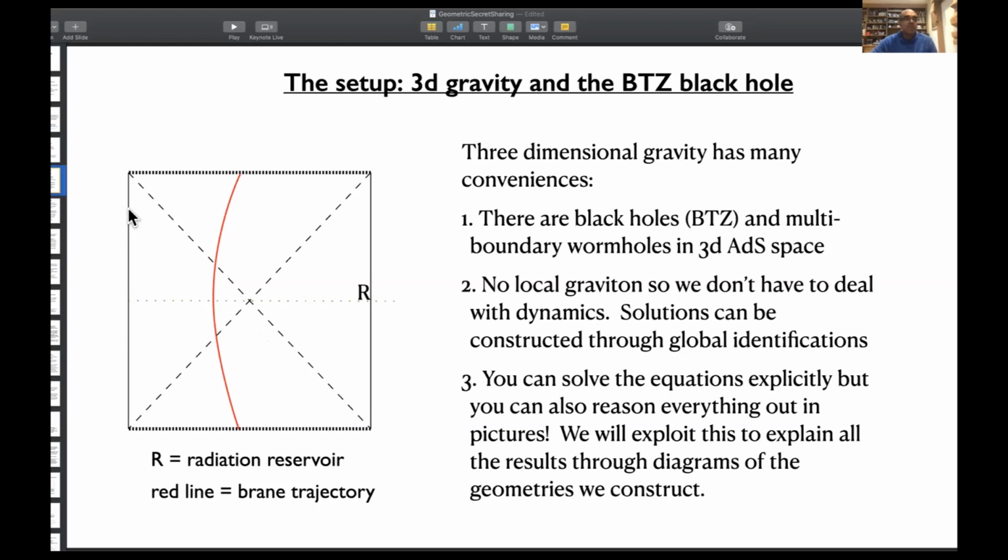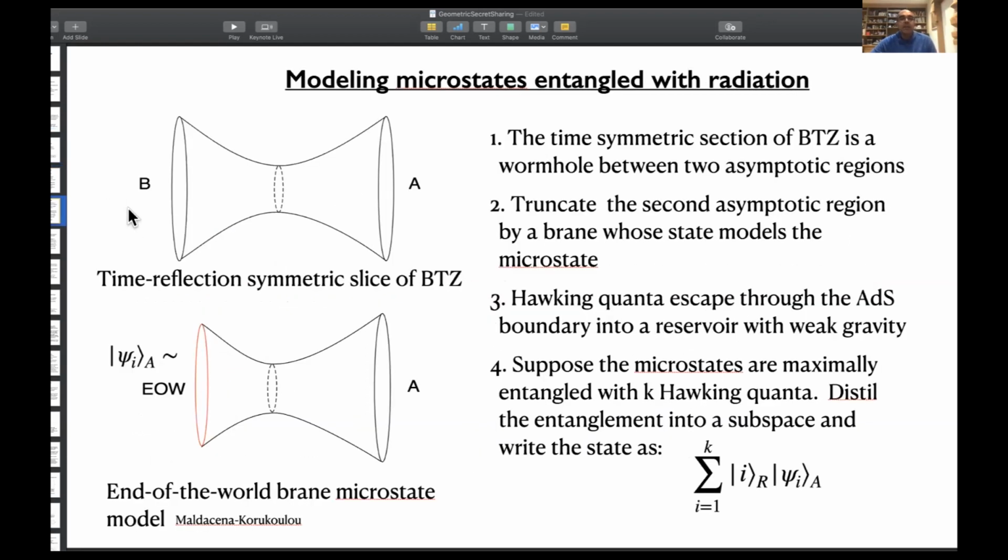The reason why that's important for us is we are going to try to set up a system in which we are not describing the eternal BTZ black hole. So here is the time reflection symmetric slice of BTZ, one asymptotic region, another asymptotic region with the horizons separating them. We're not going to be talking about this system, the eternal black hole, but rather we'd like to build a toy model of a black hole with some microstates. That's because we want to talk about a black hole with some specific microstates, which is entangled with radiation and so on.